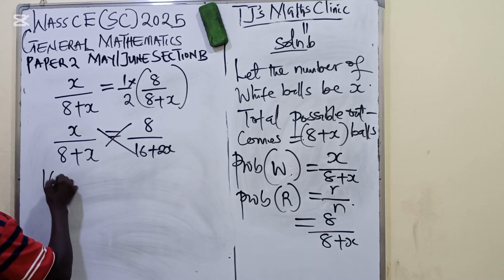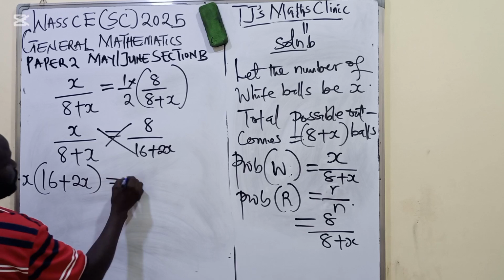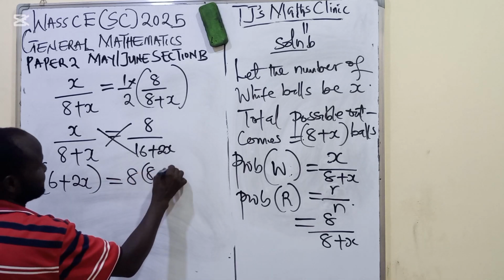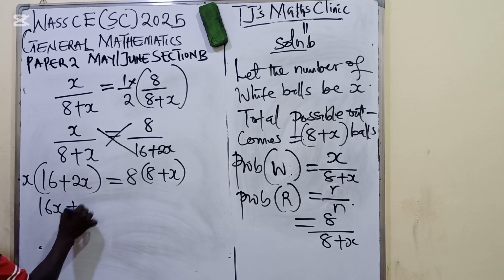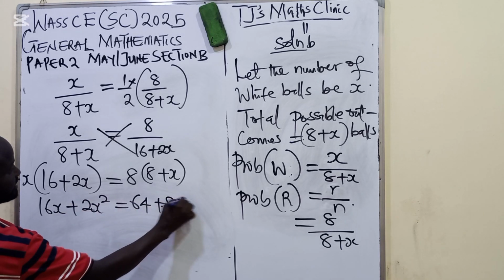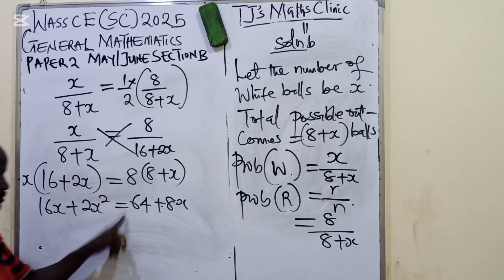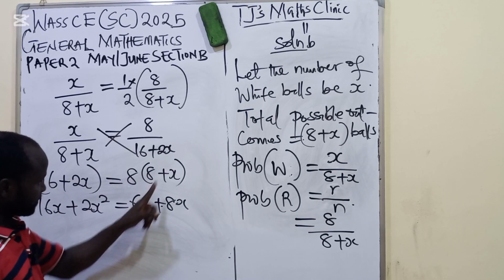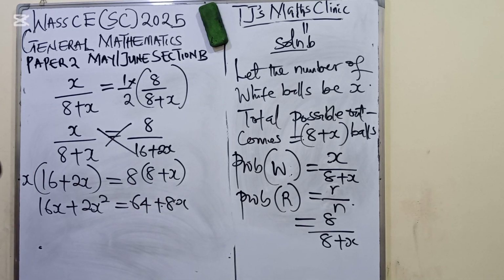This will now be 16 plus 2x, all in x, will be equals to 8 into 8 plus x. This will be 16x. Let's open the bracket, plus 2x squared will be equals to 64 plus 8x. Let me repeat it again. X times 16 is 16x. X times 2x, that's 2x squared, equal 8 times 8 is 64, plus 8 times x is 8x. Of course, this is a quadratic equation.